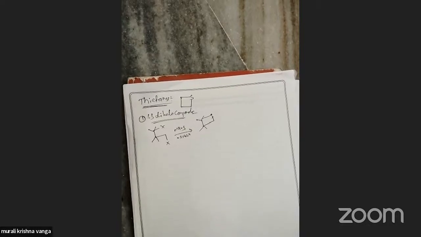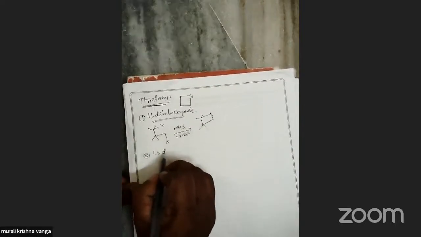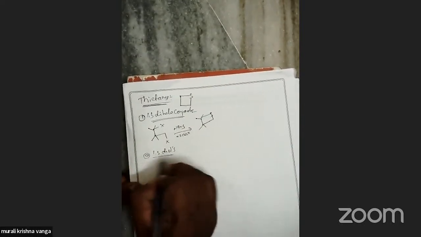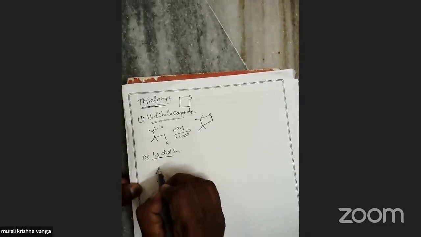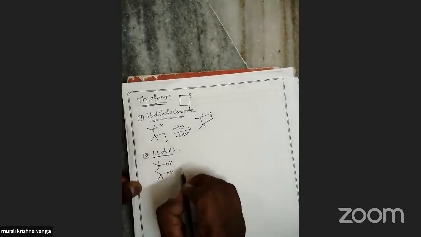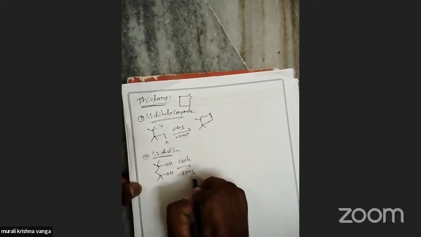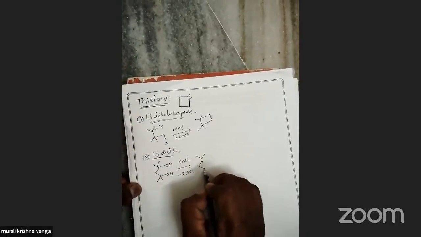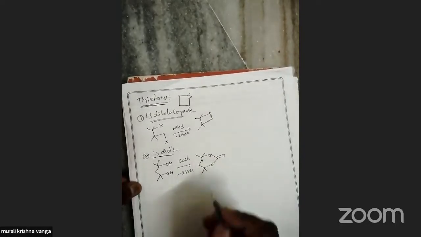Next one is from 1,3-diols. When 1,3-diols react with SOCl2, loss of 2 moles of HCl forms a cyclic ester. Cyclic ester formation takes place.